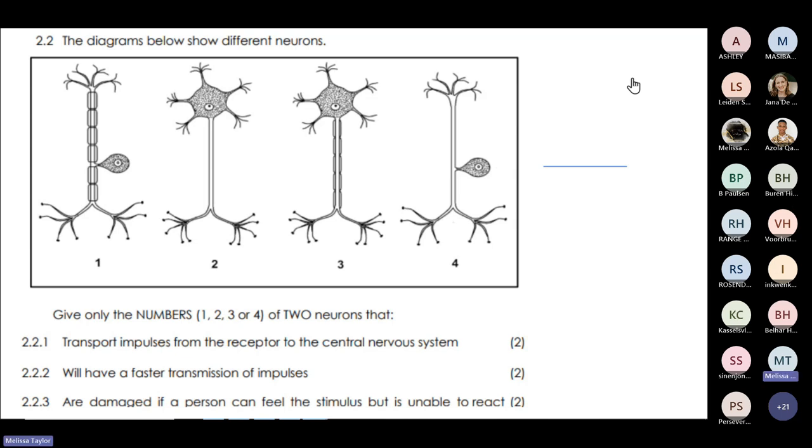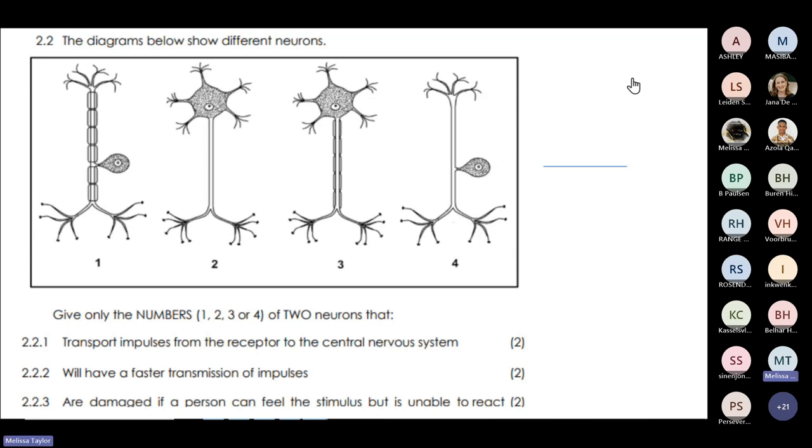Okay, let's go through these. It was not a lot to answer in terms of how much to write, because it was just numbers. The question asks you to give only the numbers. Again, if you had to name the neuron here, you wouldn't get any marks, because they only want the numbers of two neurons.